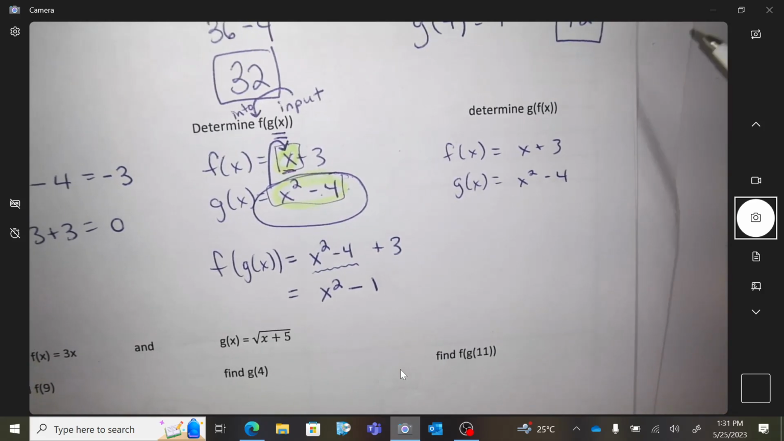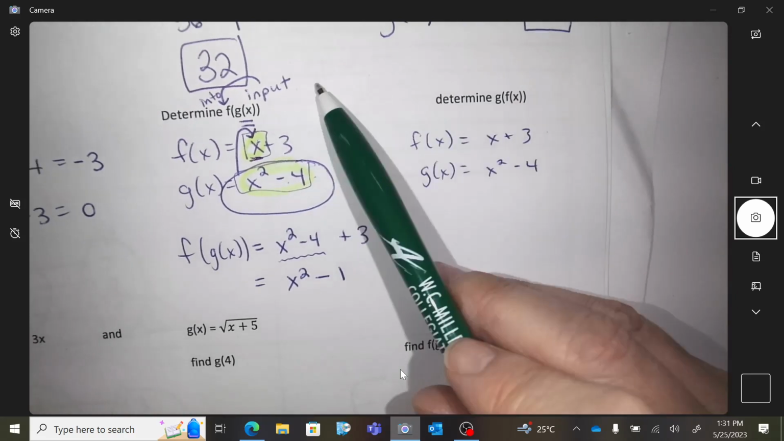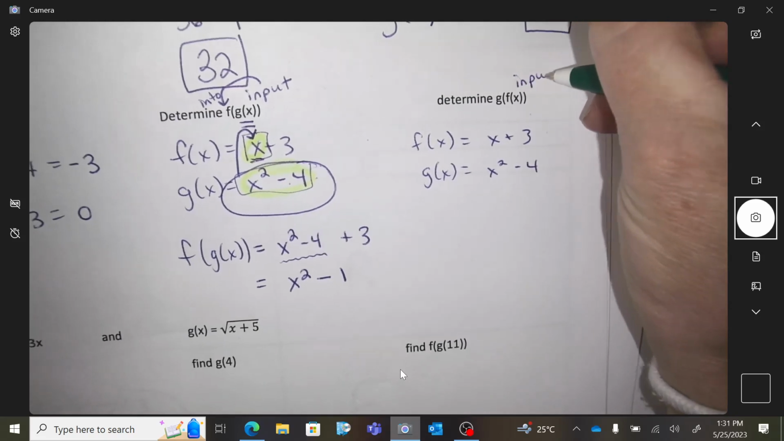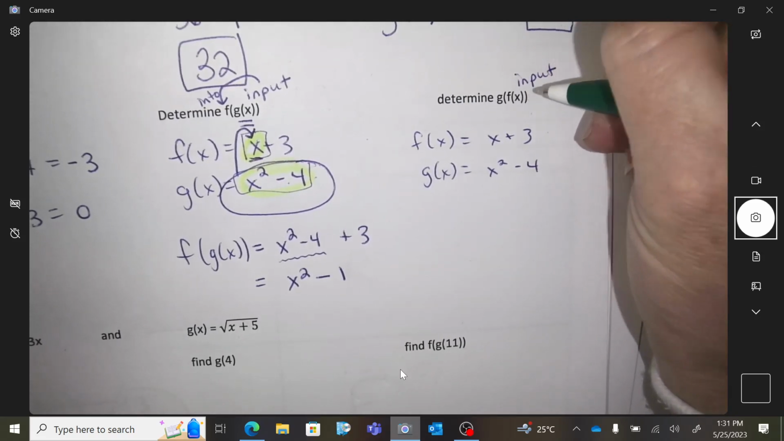Okay, g of f of x, so these are looking the same, but they're not. This time, f of x is the input.